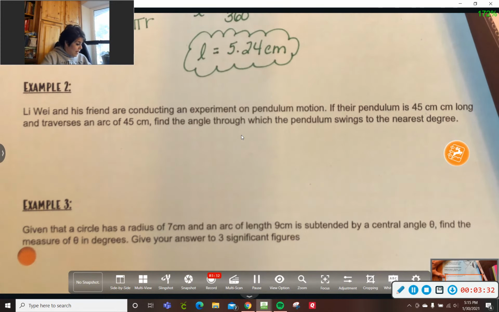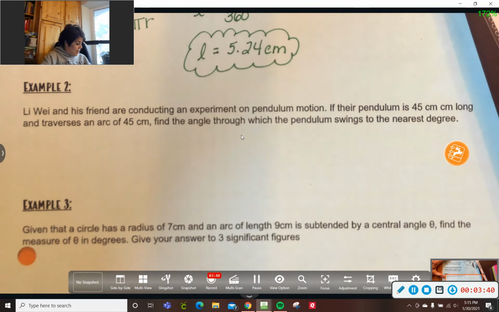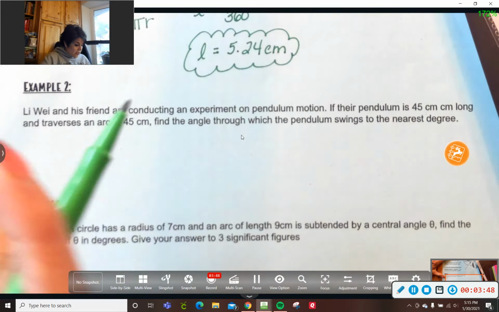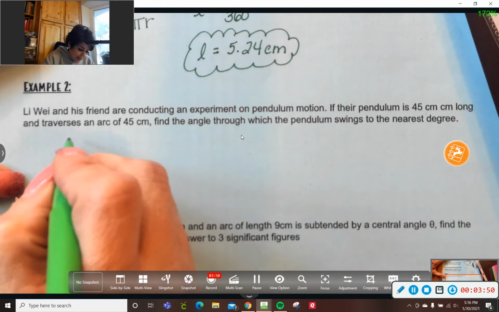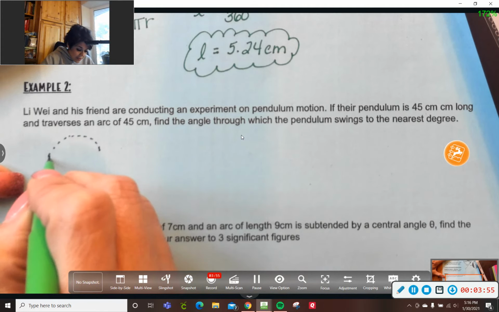Leeway and his friends are conducting an experiment on a pendulum motion. If the pendulum is 45 centimeters long, that's our radius, and traverses an arc of 45 centimeters, there's our arc length, find the angle through which the pendulum swings to the nearest degree. So think about it like this. A pendulum, I'm going to try and draw this. I know I'm going to butcher it.